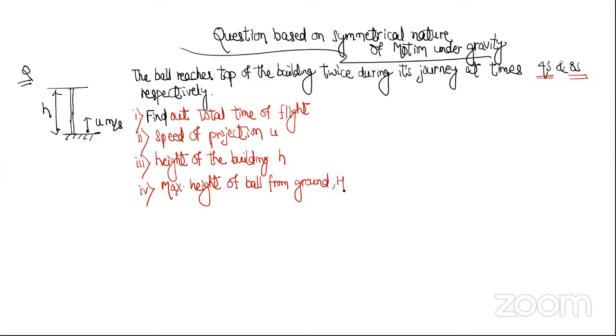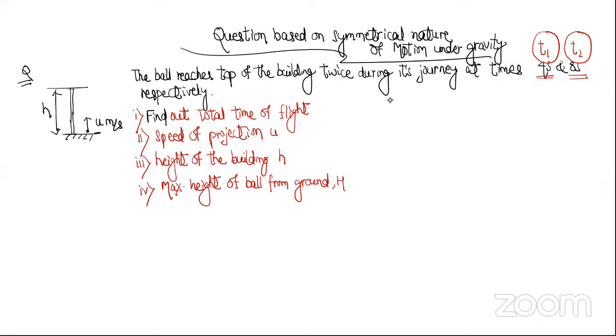So try to find out. Instead of thinking of 4 seconds and 8 seconds, first solve it for t1 and t2 seconds, and then later put in the values 4 seconds and 8 seconds. Try it. I am giving you 2 seconds. Use the symmetrical nature of motion under gravity. First, in the diagram you will see how much time is t1 and how much is t2, then you will get a clear idea.